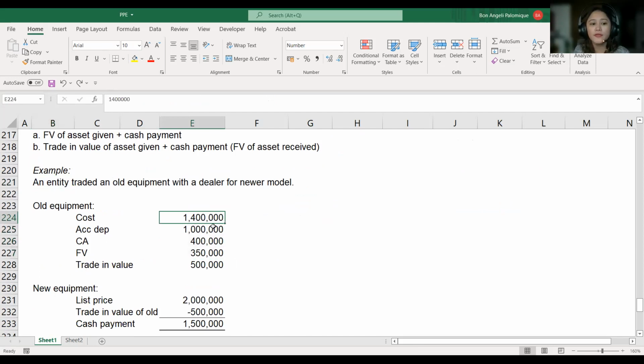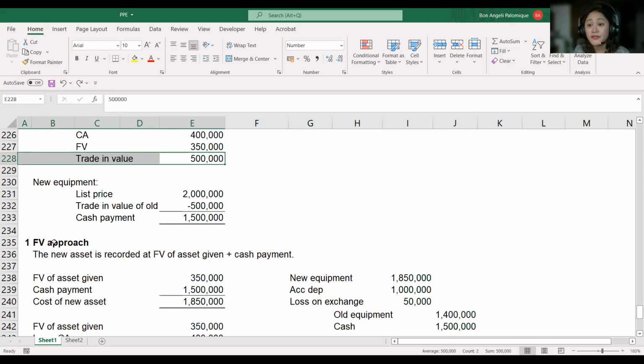So, ito yung old equipment. Halaga niya 1.4 million. Carrying amount na lang niya is 400,000. Fair value niya ngayon is 350,000. And if i-trade in siya, ang value niya is 500,000. So, yung new equipment na kinukuha mo is worth 2 million. Tapos, trade-in value, 500. So, magbabayad ka ng 1.5. Kasi ito yung titignan mo dyan, trade-in value, di ba?